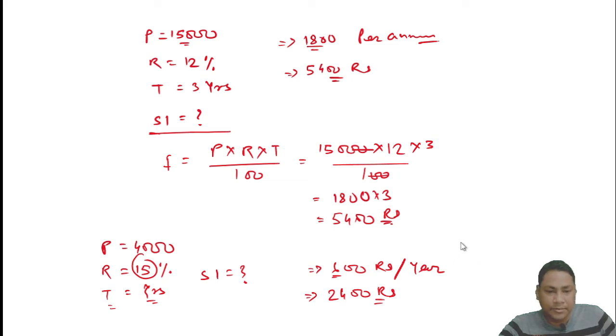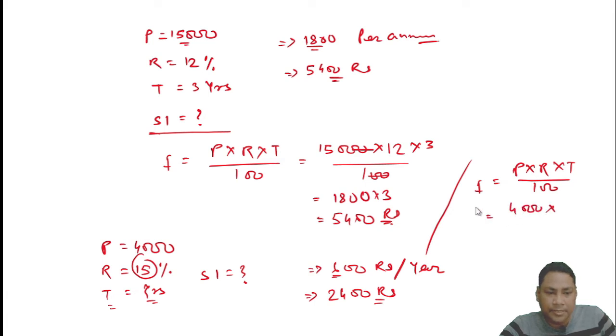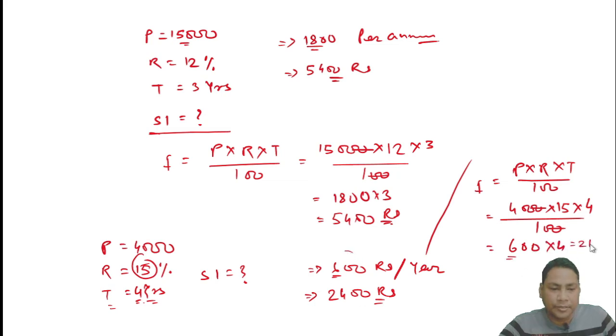By formula basis you can solve also. The interest is principal into rate of interest multiplied by time by 100. 4,000 multiplied by rate of interest is 15 and the time is 4 years, divided by 100. The zeros cancel. 15 4s are 60, 600 into 4, that is 2,400 rupees.